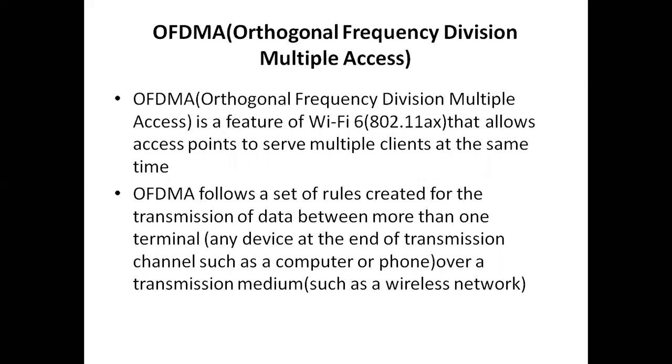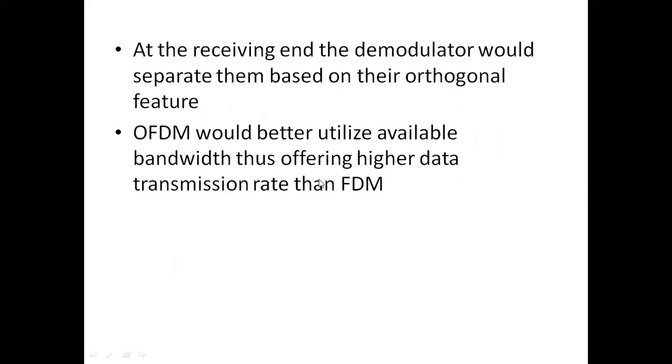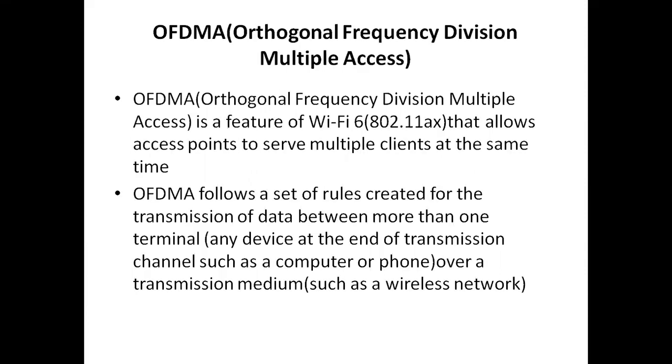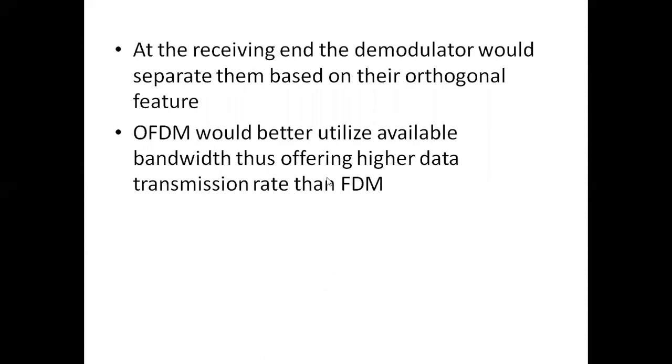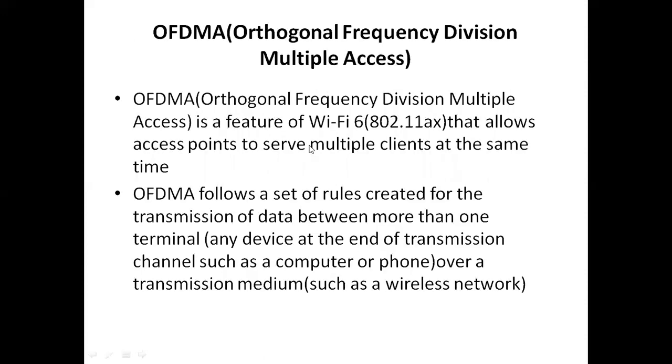So that allows access points to serve multiple clients at the same time. So this is the point we have to remember. In an OFDMA technique, it allows the access points to serve multiple clients at the same time. In OFDM, a single client will be served at a time. But in case of OFDMA, multiple clients are served at the same time.